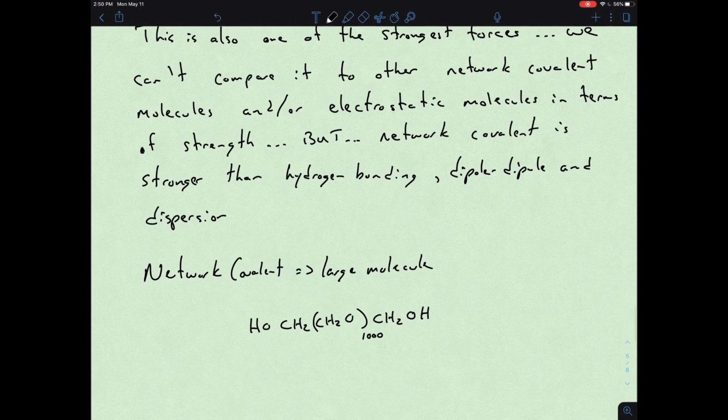Where we have a large repeating unit, in terms of that nature. So here we might have a plastic or something like that that has network covalent forces. And we just have this repeating unit of CH2O in the middle. But eventually that makes us a very, very large molecule. And so that's our network covalent, looking for the indication that there is a very large molecule I'm dealing with.